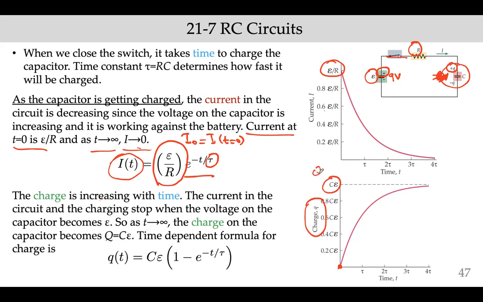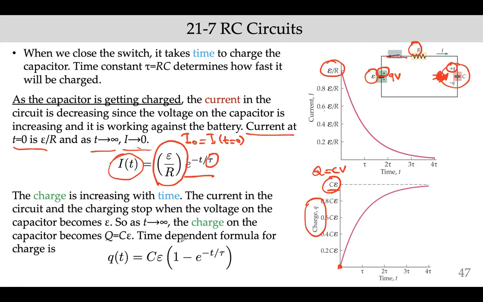Remember, this is actually Q equals CV. Here, voltage is epsilon. It's the electromotive force or the voltage of the battery. So the maximum charge will be C times epsilon. And this is again an exponential function.